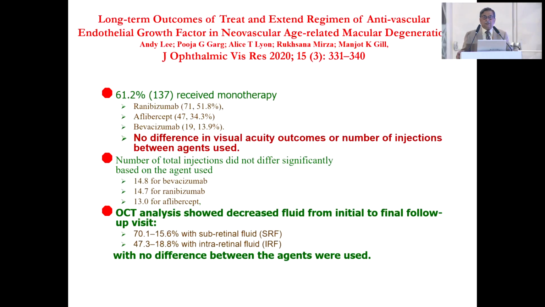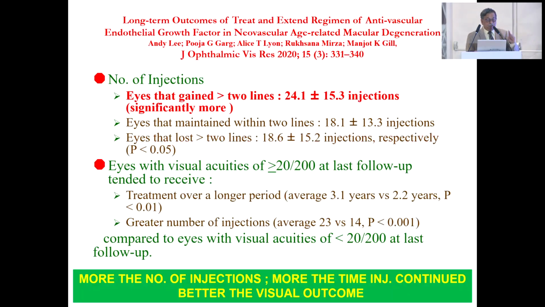Now, just for those who say, hey, what the hell, they're talking about drugs which we can't afford. The good news is, long-term studies have shown, and this was a comparison of ranibizumab, aflibercept, and bevacizumab, that ultimately the difference did not come in terms of the injection. It came in terms of the number of injections. So no difference in outcomes regardless of which the drug was, no difference in OCT, but the more the number of injections, the more the time the injections continued, the better the visual outcome.